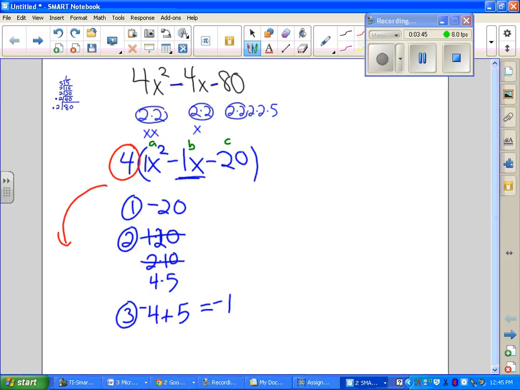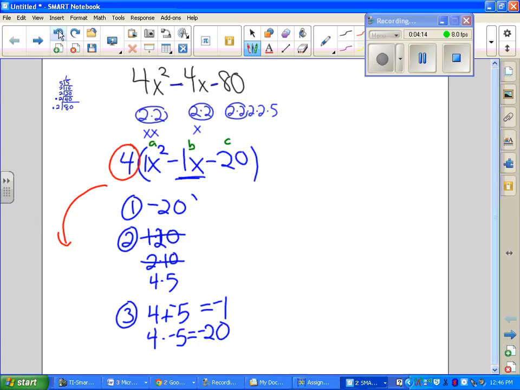Well, if I try negative 4 plus 5, I wind up getting positive 1. So I don't want that. But if I do 4 plus negative 5, I do indeed get negative 1. So I want 4 and negative 5 as my numbers, or my factors. Just to check it, 4 times negative 5 is also equal to negative 20. So that gives me both things I'm looking for, the negative 20 and the negative 1.